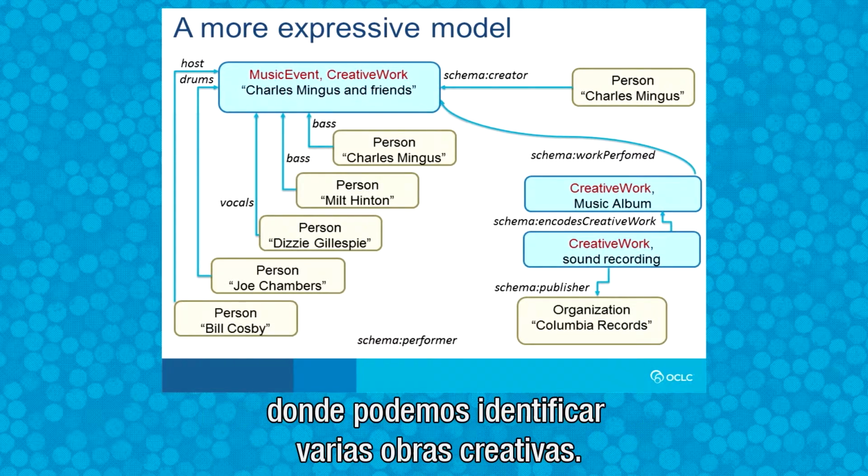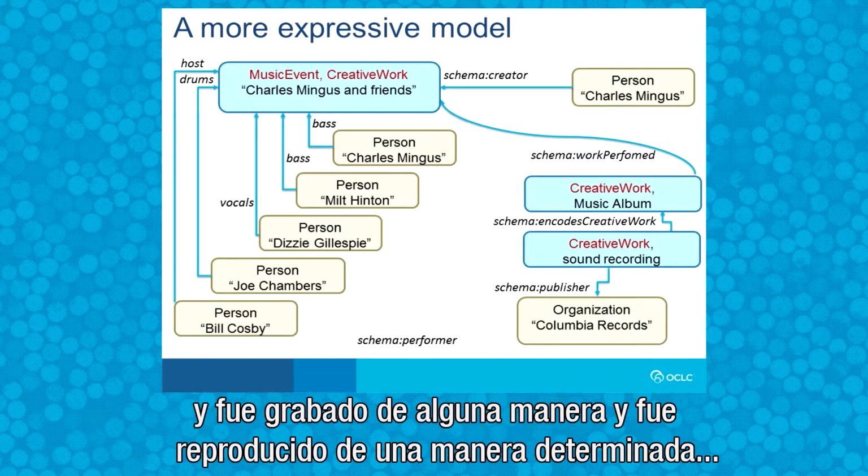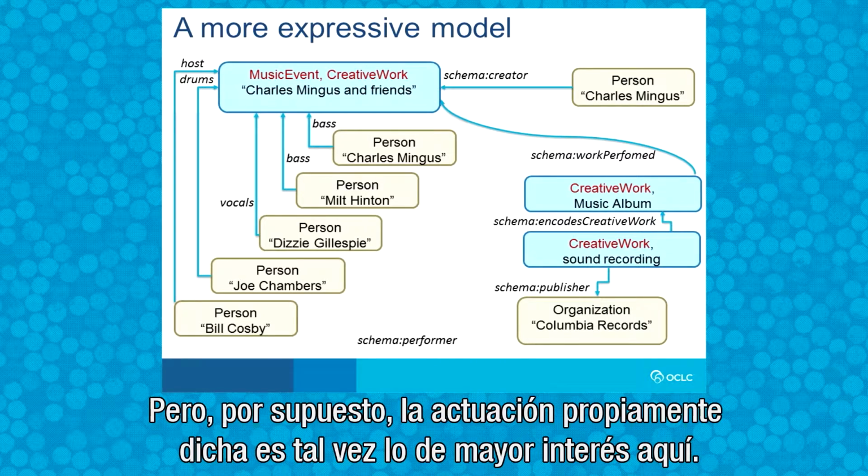of this work, where we can identify several creative works. So on the one hand, we've got a music event, the thing that was actually performed, then it was recorded in a certain way, and then it was reproduced in a certain way. And so that's what all of the different creative works represent there. But of course, the actual performance event is perhaps of greater interest here.